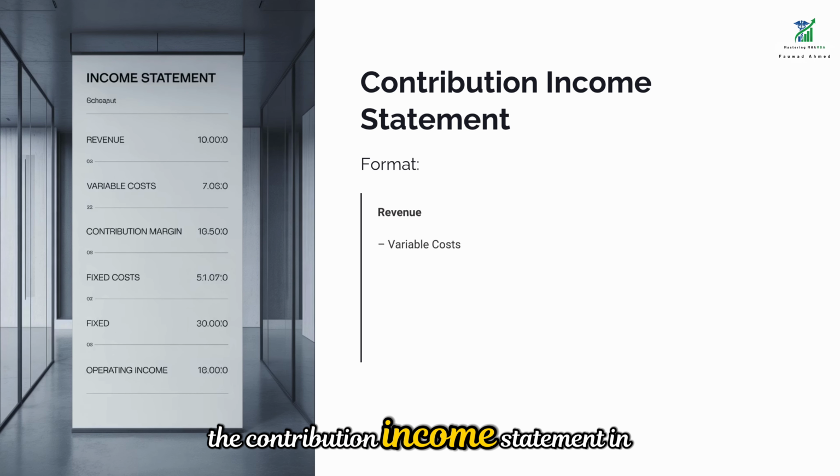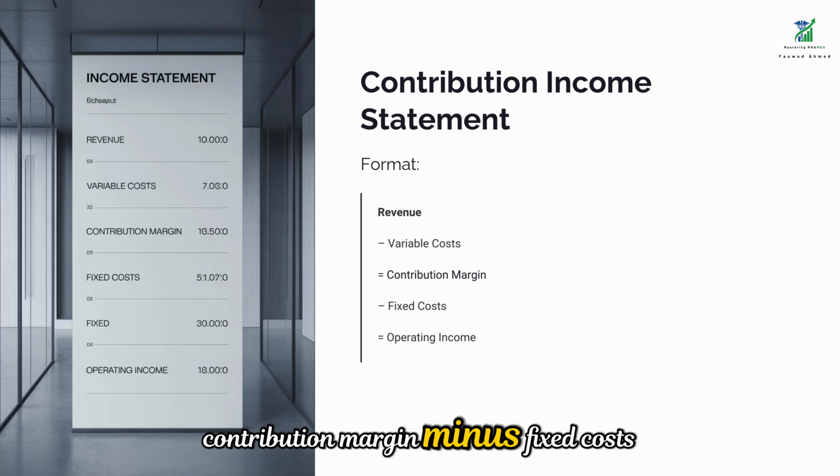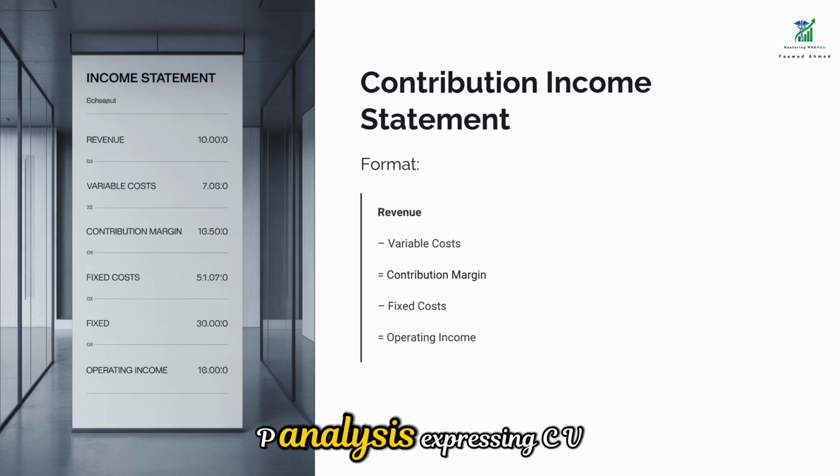The contribution income statement. In CVP, we use a contribution income statement that groups costs into variable and fixed categories. Revenues minus variable costs equals contribution margin. Contribution margin minus fixed costs equals operating income. This structure highlights cost behavior, the driver of CVP analysis.